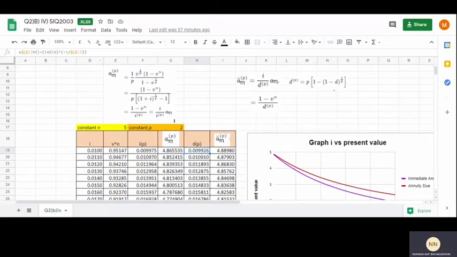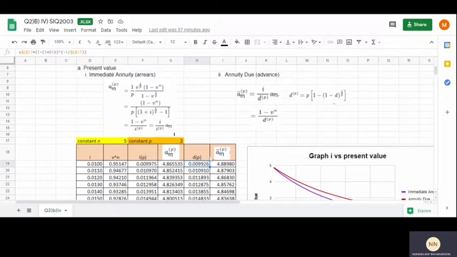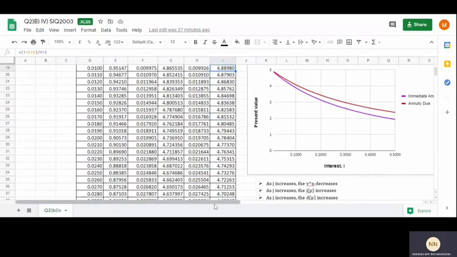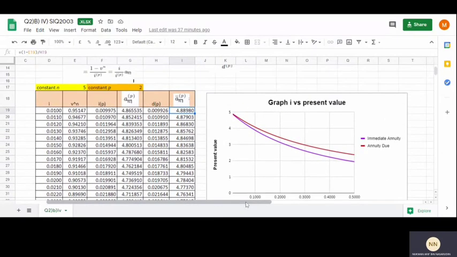Next, we calculate the value for d^(p), same, plugging in the formula for i from 0.01 until 0.5. And the last one, we calculate the value for the annuity due. We use 1 minus v^n divided by d^(p) for i from 0.01 until 0.5. Then we transfer it into the form of a graph.